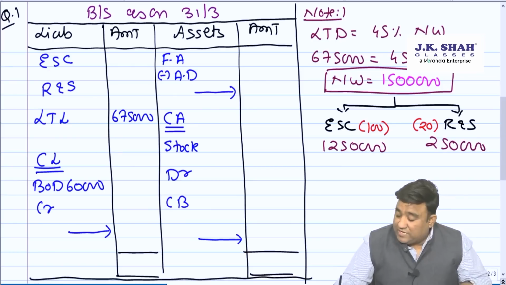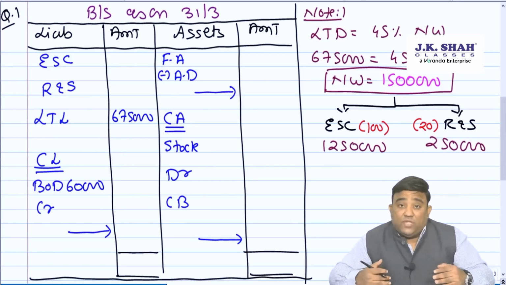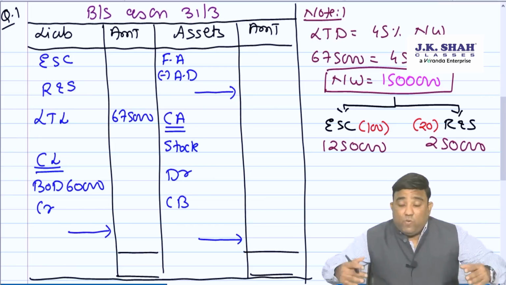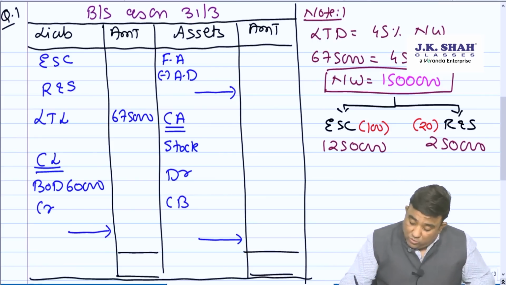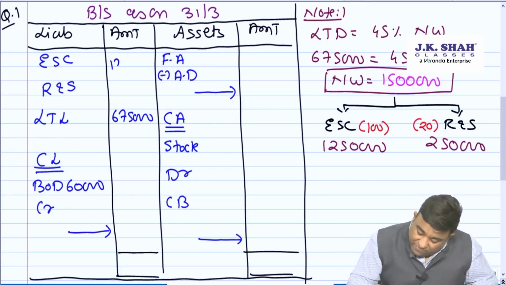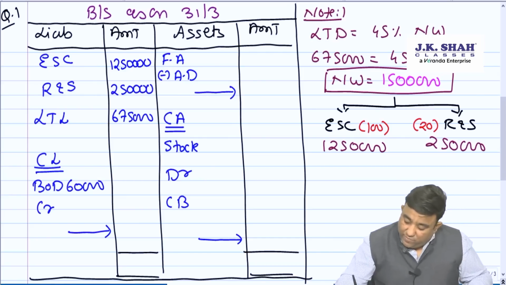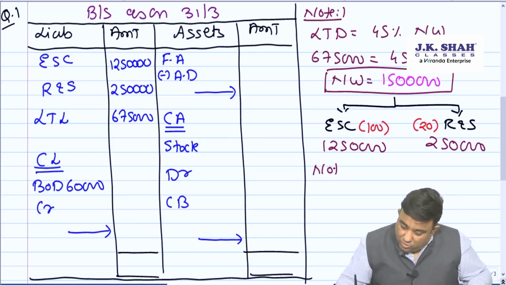And student, never shift to the next working mode unless you wind up posting this in your balance sheet, if it is possible. So student, equity capital is 1250 ready. Reserve surplus is 2,50,000 ready. Got it, everyone? Now, note 2.